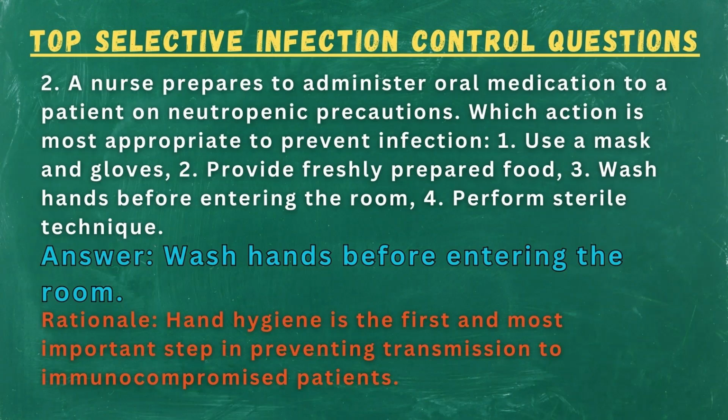2. A nurse prepares to administer oral medication to a patient on neutropenic precautions. Which action is most appropriate to prevent infection? 1. Use a mask and gloves. 2. Provide freshly prepared food. 3. Wash hands before entering the room. 4. Perform sterile technique. Answer: wash hands before entering the room. Rationale: hand hygiene is the first and most important step in preventing transmission to immunocompromised patients.